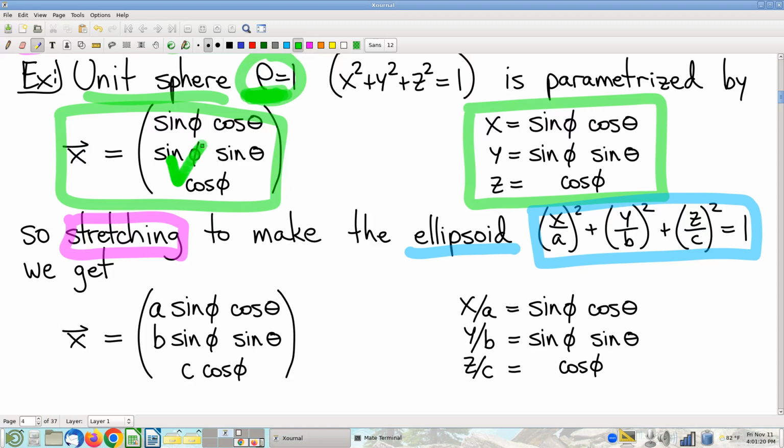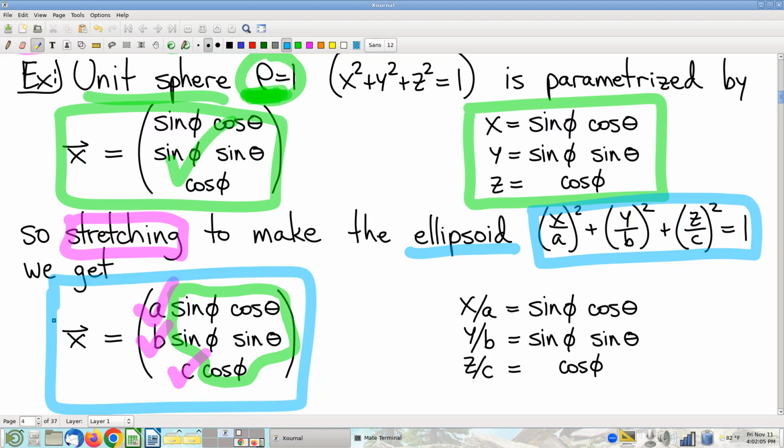Keep in mind, if you have your existing parameterization, you'll see that existing parameterization already in here. There's my existing parameterization. When I stretch in the x direction, all those x coordinates just get a times as big. So this first entry being those x coordinates, if I want those a times as big, I just multiply them by a. And likewise, the second coordinate needs to be b times as big, the third coordinate c times as big. So I started with a parameterization of the sphere, and I now have a parameterization of our ellipsoid. Everybody all right with that?